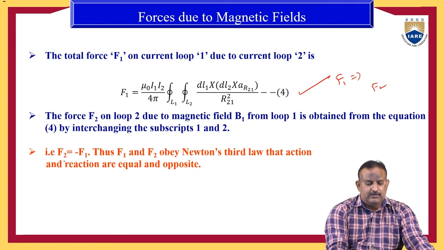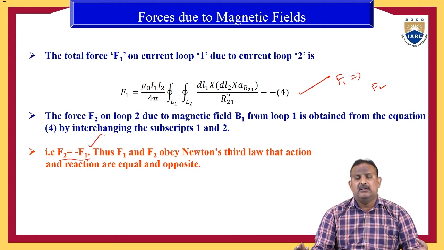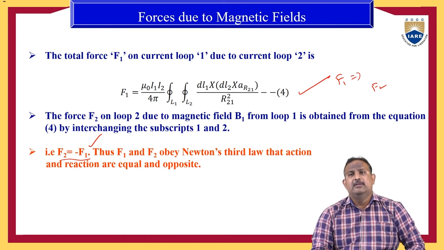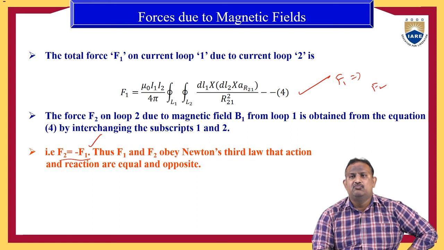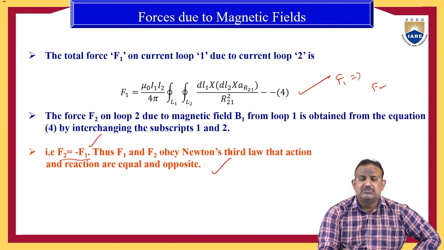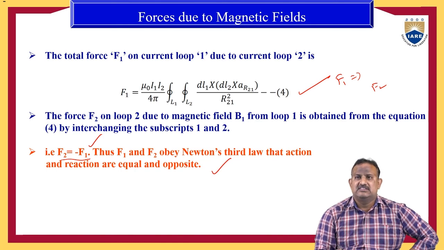Here we know that the force F2 is equal to minus F1 because the two forces act in opposite directions. So the forces F1 and F2 obey Newton's third law, which states that action and reaction are equal and opposite to each other. So this is about the force between two stationary current loops.